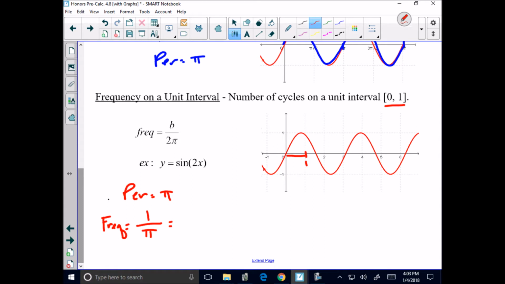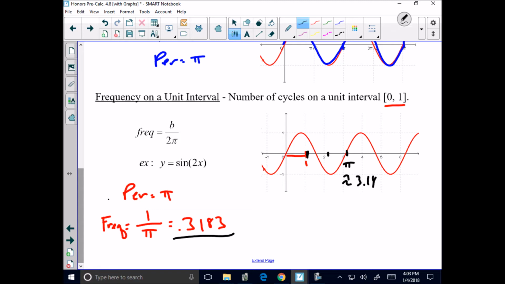Now right here, that turns out to be approximately 0.3183, right? So right here, if we look at an entire cycle going all the way out to pi, or approximately 3.14, we can basically see that this length of 1 is almost a third of that entire length, right? Maybe a little bit less than a third of that entire length, right? Which is what we're seeing right here when we take our period and divide 1 by that period length. We're saying that we get through 0.3183 of an entire cycle.